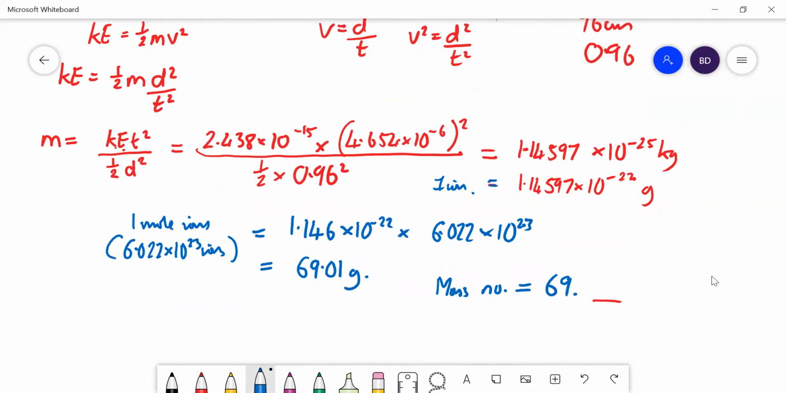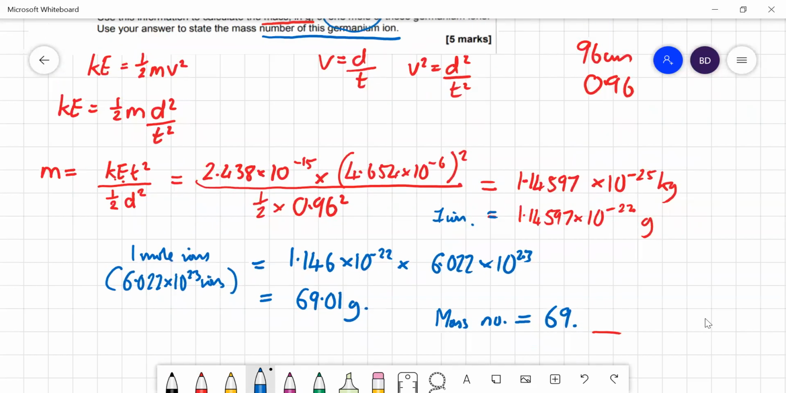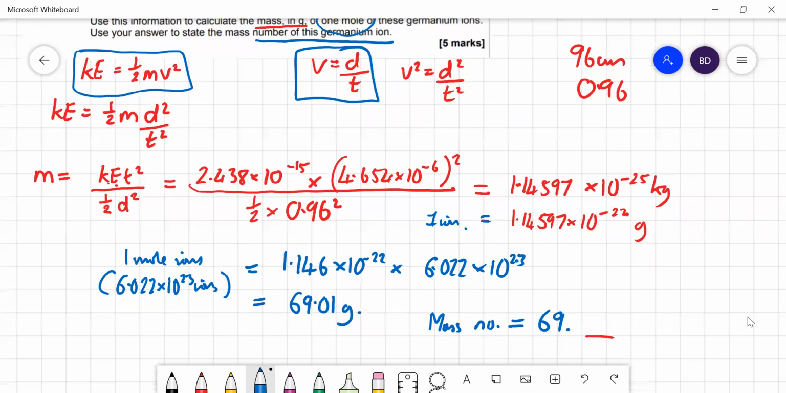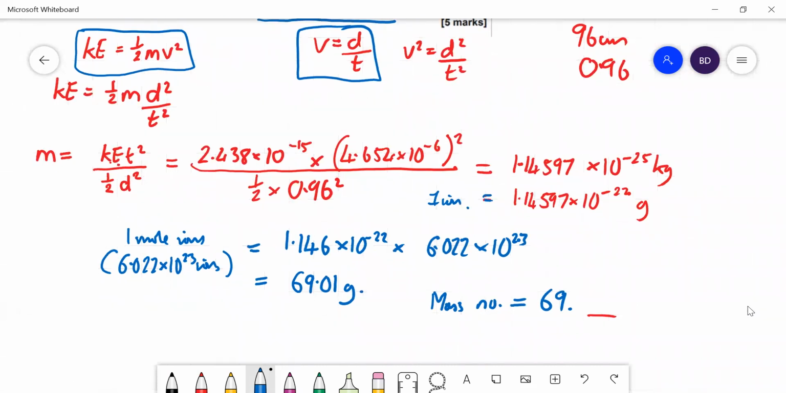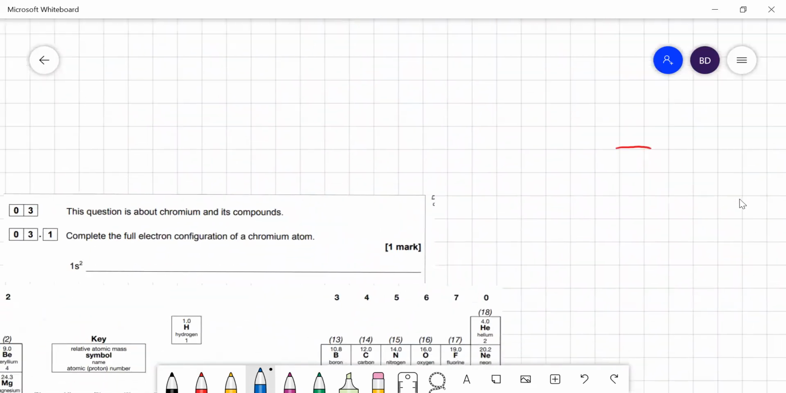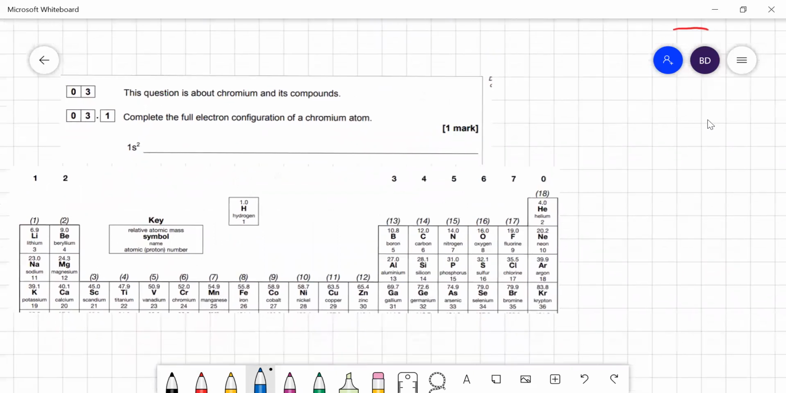But it's all about having your two equations there. You need to know that equation, and you need to know this equation, and you need to be really careful about your units: masses in kilograms, distance in meters, time in seconds, energy in joules, SI units. We don't usually use kilograms in chemistry, but we do in this particular topic. Okay. Right, on to the next question about chromium and its compounds.